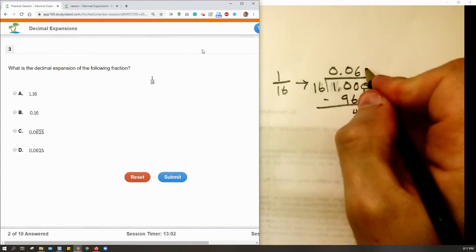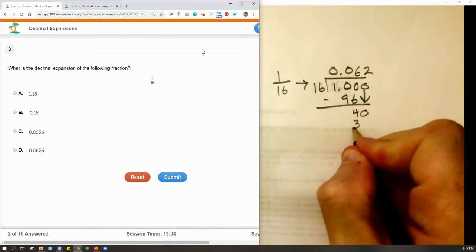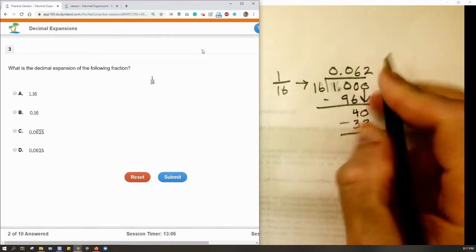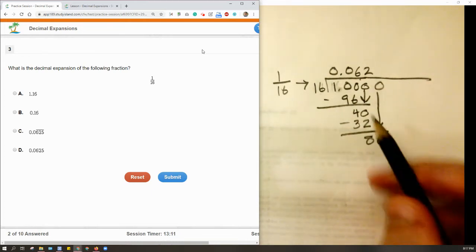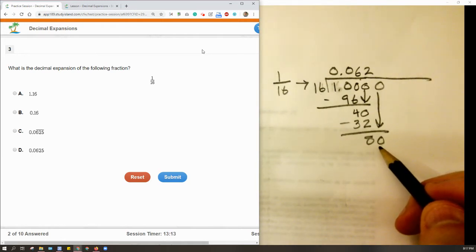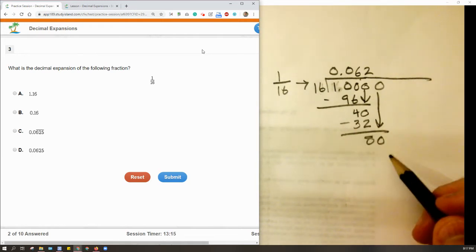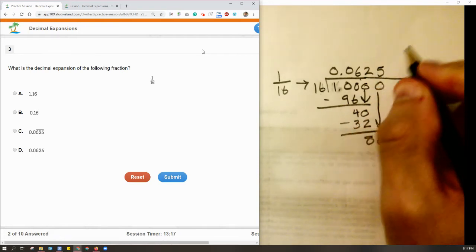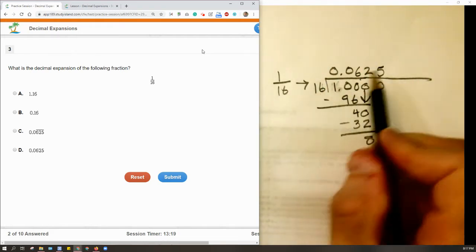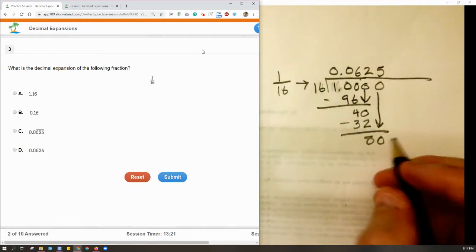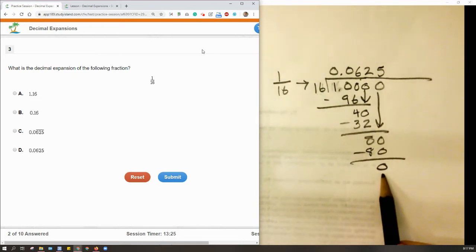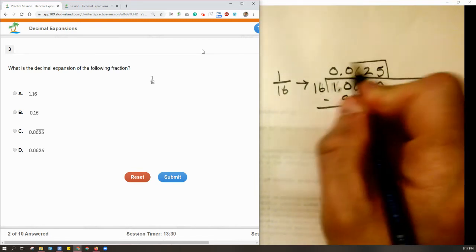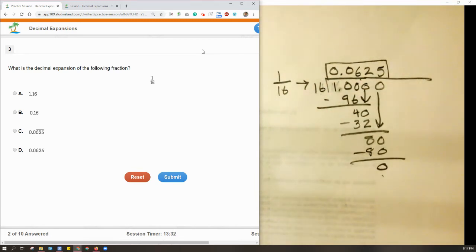16 into 40 goes twice. 2 times 16 is 32. Subtract, and we get 8. Let's keep it going. We'll bring another 0 down, and we get 80. 16 goes into 80 5 times. 5 times 10 is 50, and 5 times 6 is 30. 50 and 30 makes 80. So 80, and when I subtract, I get 0. When you run into a 0 for your remainder, you're done. This one is just 0.0625, and that is all.